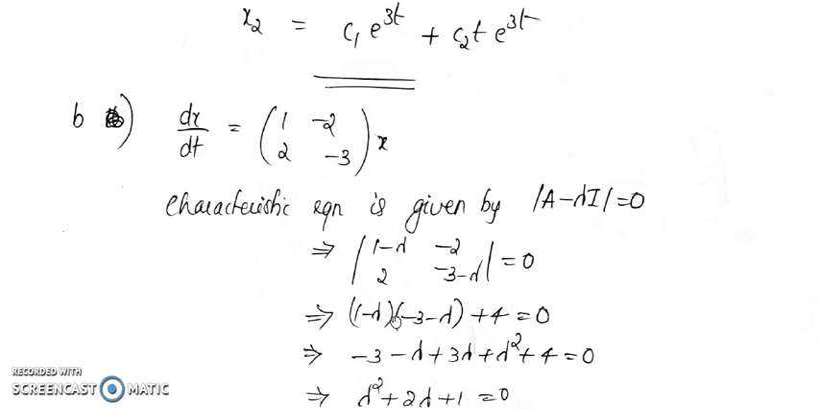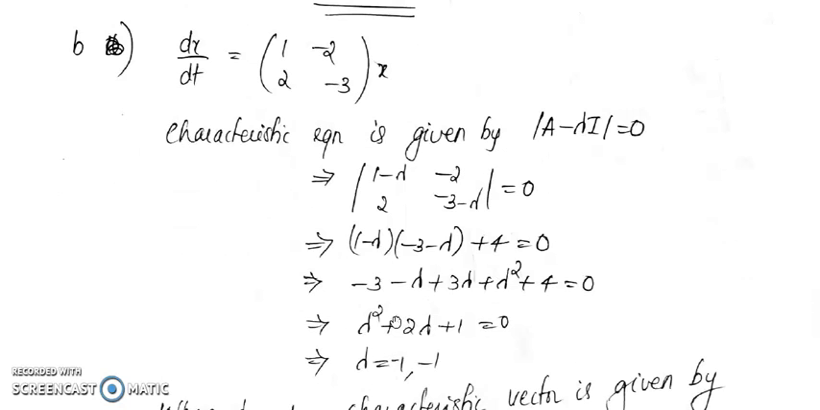Upon taking the determinant, we will get the equation lambda squared plus 2 lambda plus 1 equal to 0. So this is (lambda plus 1) whole squared equal to 0. So the roots will be minus 1, minus 1. Therefore the roots are real and equal. So let us find the eigenvector corresponding to minus 1.